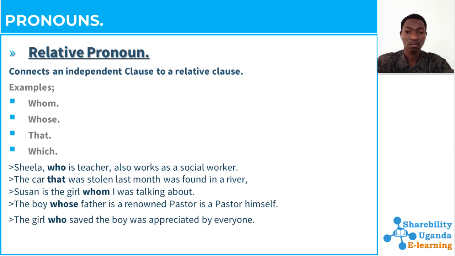These relative pronouns function exactly like adjectives, and so the clauses they form can also be called adjective clauses. Examples of relative pronouns include who, whom, whose, which, and that. Let us take a brief look at some examples: how whom is used, and how whose or that, which are used.